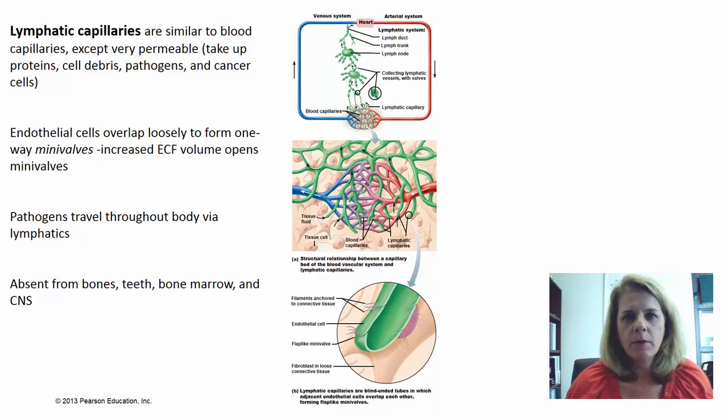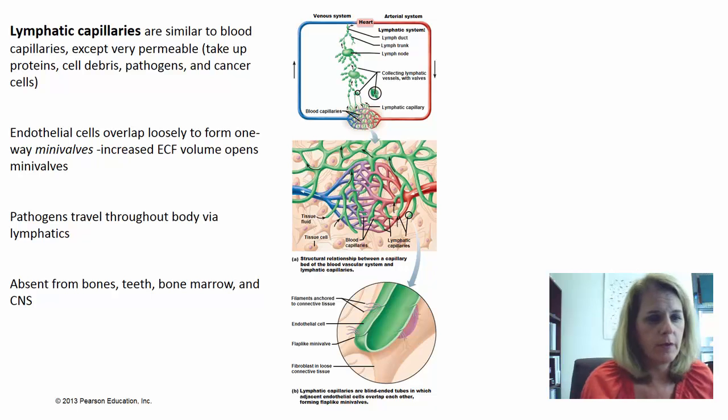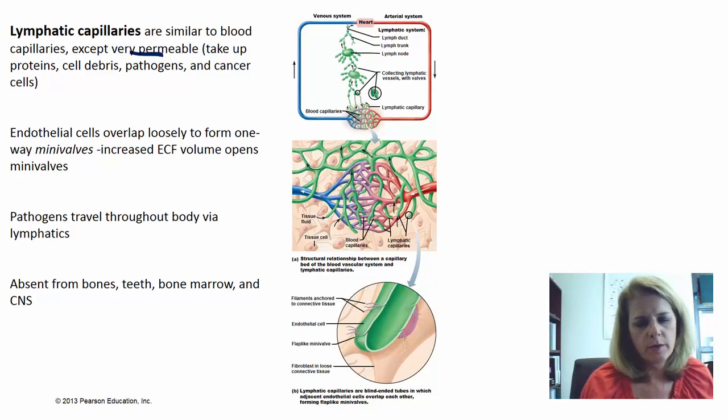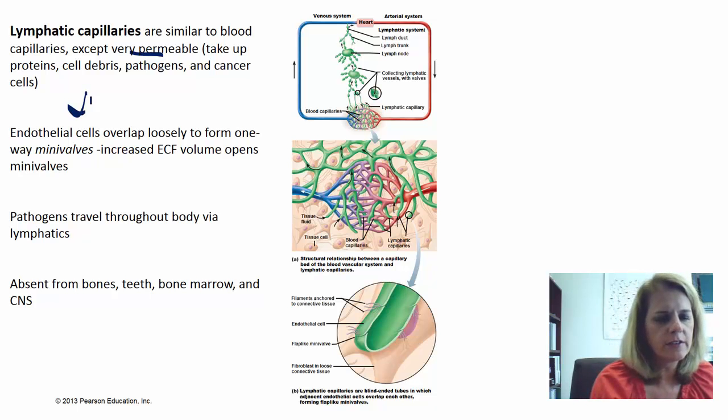The lymphatic capillaries are going to be similar to blood capillaries. They're going to be in association with your blood capillaries, but they're different in that they're very permeable. They're like the capillaries, but really, really permeable. The reason they're so permeable is they have these endothelial cells that overlap, making these little mini valves. Do you see this little space here? It's like a little valve.